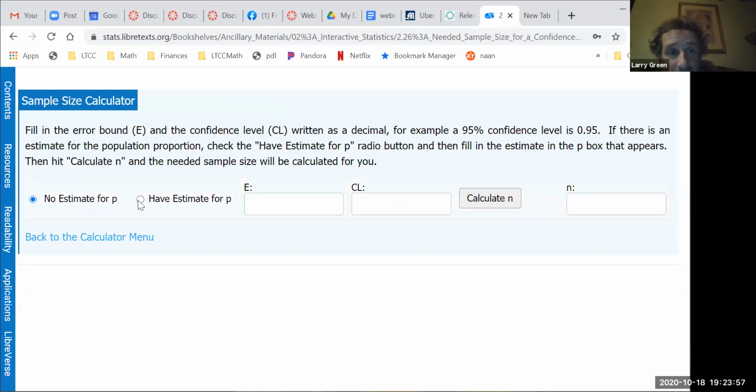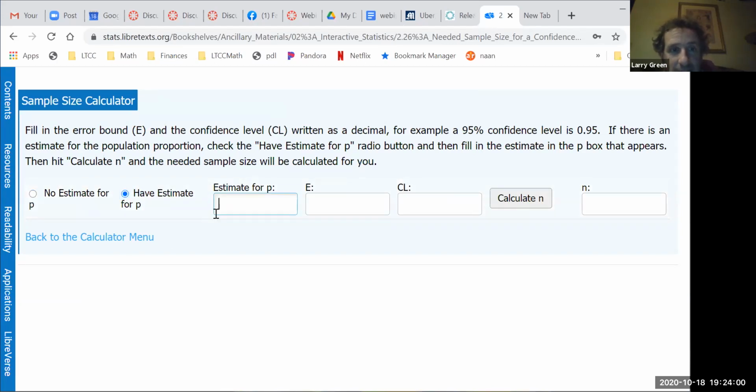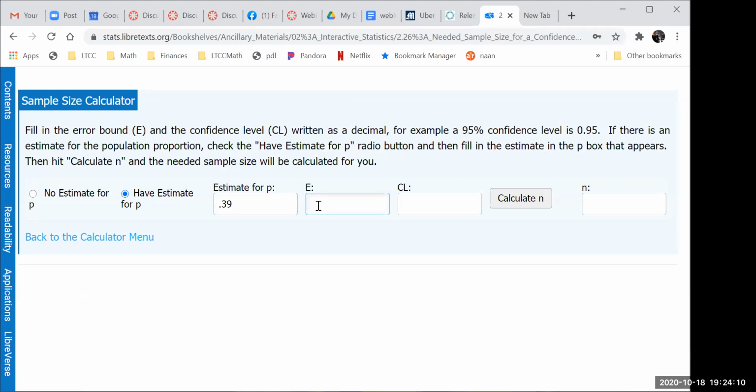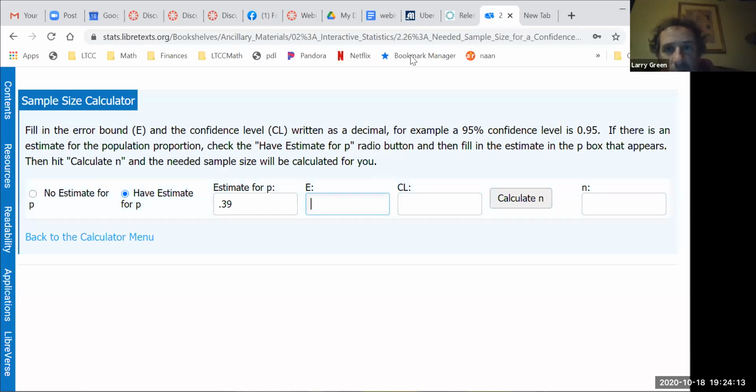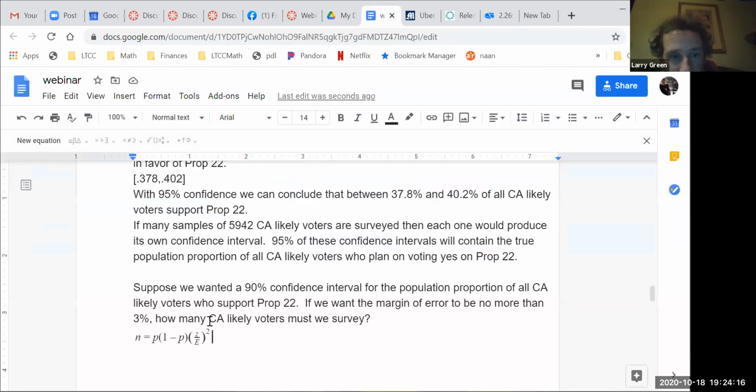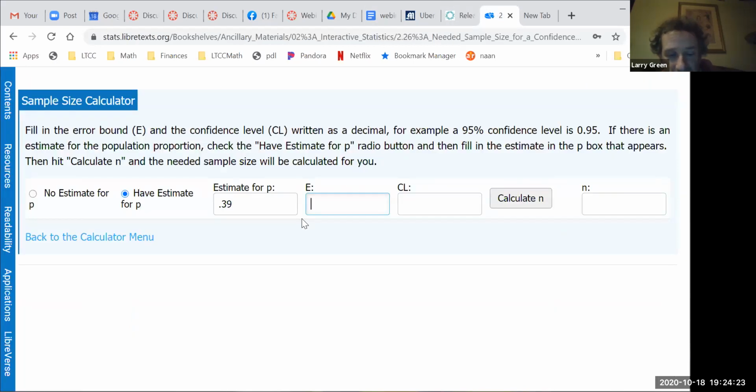So if we do have the estimate for P of say 0.39, that was our preliminary estimate. Maybe now we'll do a new survey because things might have changed. And then the E, we wanted no more than 3%. So you need to turn that into a decimal, 0.03. Confidence level, I wanted a 90% this time. And I can calculate N.